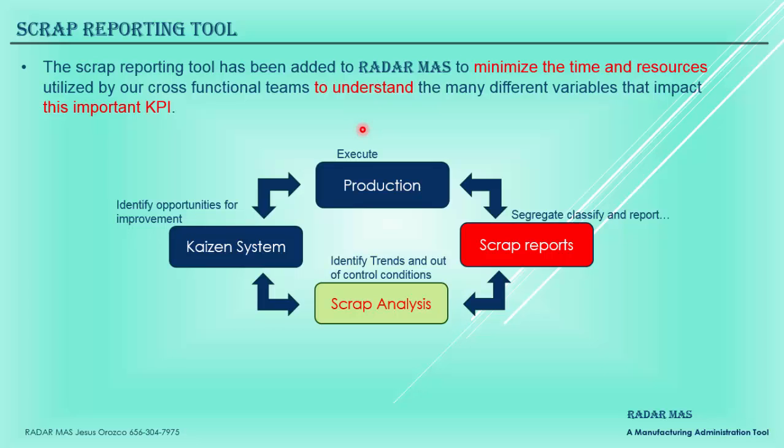Under normal operation conditions, we execute production, we segregate, classify, and do our scrap reports. Then we identify trends and out of control conditions by means of our scrap analysis. From there, we start identifying opportunities for improvement by means of our Kaizen system.